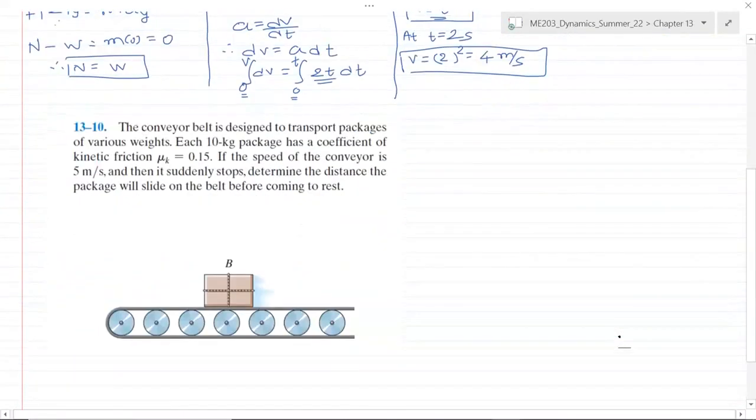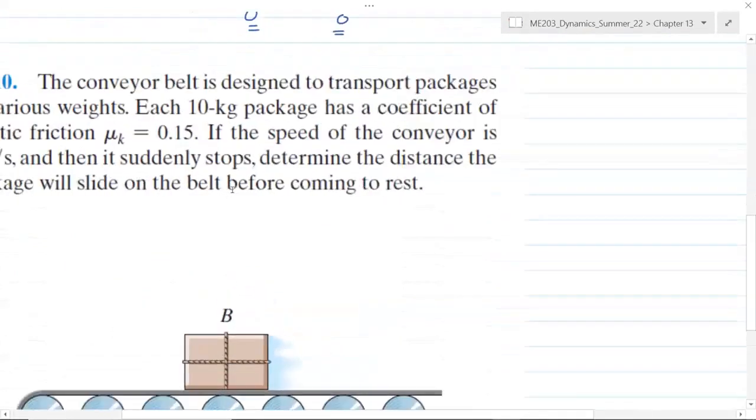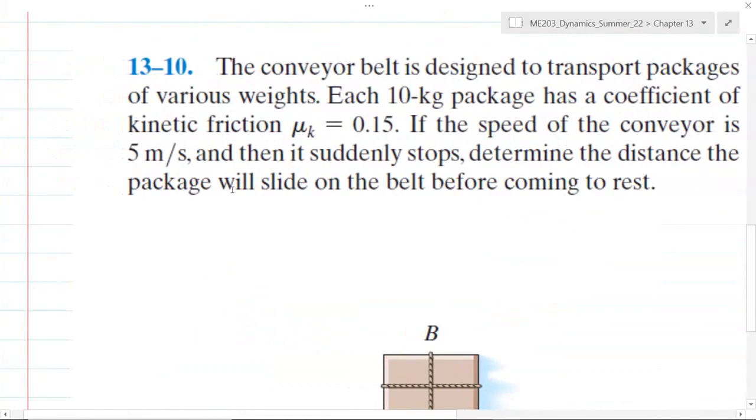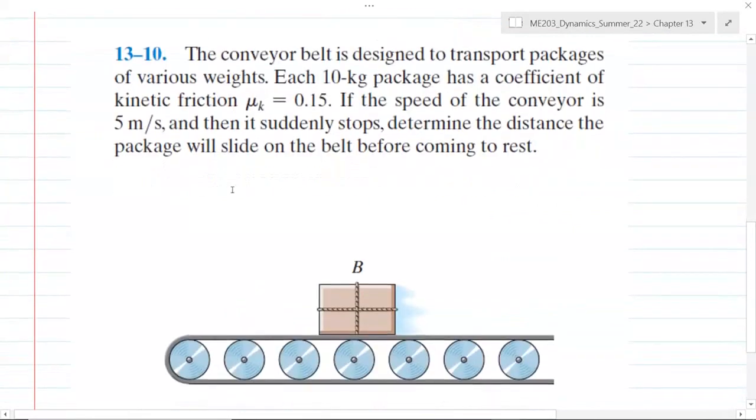Now we'll work on the second problem from this in-class exercise, 13.10. Let's read the problem statement. The conveyor belt is designed to transport packages of various weights. Each 10-kilogram package has a coefficient of kinetic friction mu equal to 0.15. If the speed of the conveyor is 5 meters per second and then it suddenly stops, determine the distance the package will slide on the belt before coming to rest.